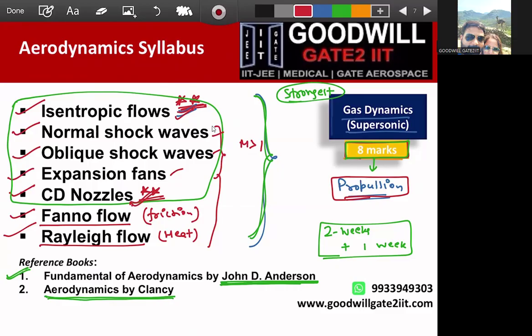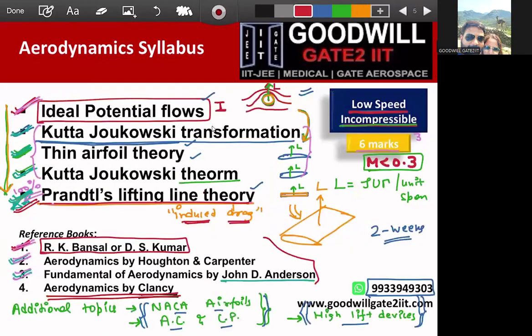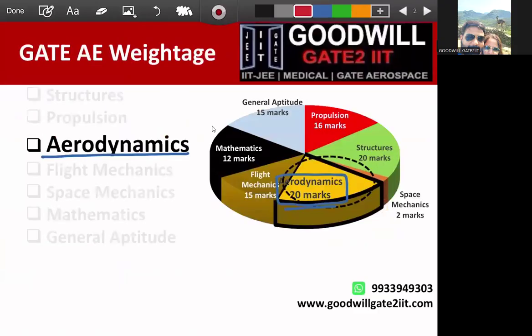So if you see roughly, I expect you to finish this 20-mark portion of your syllabus, when you're starting it for the first time, in round about 6 to 7 weeks. So I can say 1.5 months. This is if you're doing it on your own. If you're doing it in classes, definitely this will be done in much lesser time. But that's not the motive of this lecture. The motive is which book to refer.